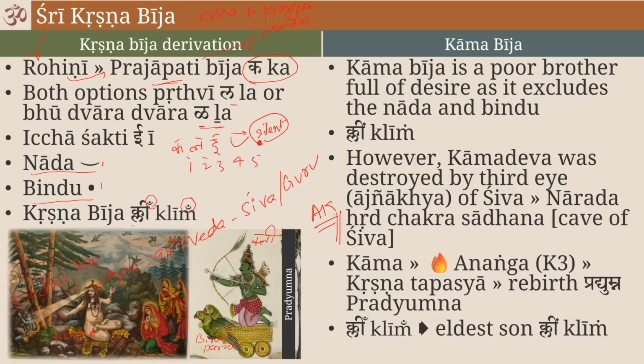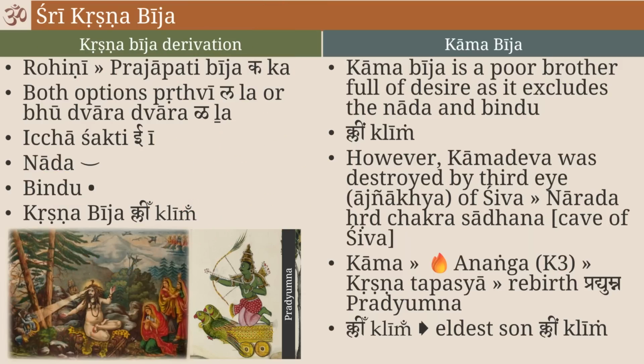So Kama is Ananga and it is on Tritiya. So the tapasya for this is done on a Tritiya. It is Krishna Paksha Tritiya. It is called Krishna Tritiya or Ananga Tritiya. On Krishna Paksha Tritiya, this tapasya is done. And Krishna did this tapasya on Ananga Tritiya because that is the day he passed. And the rebirth of Pradyumna happened because of this tapasya. So Klim. His eldest son is Klim. See that? Understand the relationship between the bijas.